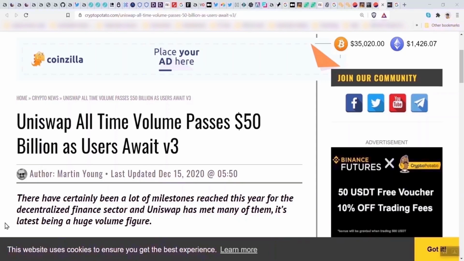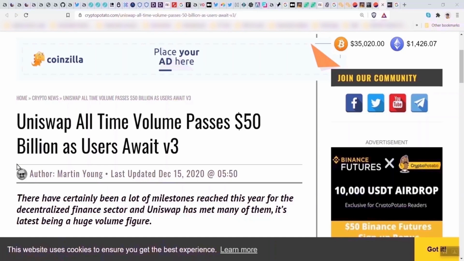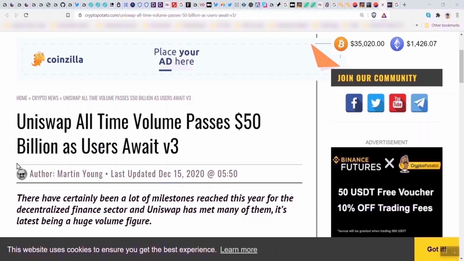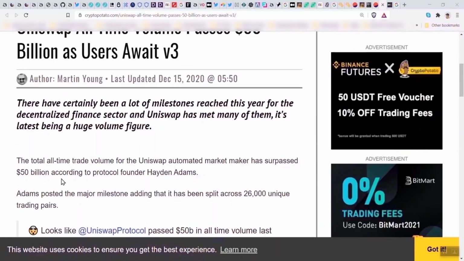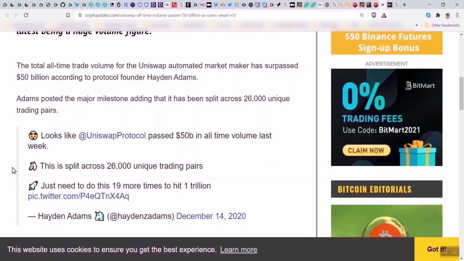So moving on to some related Uniswap news, there is a lot of excitement in regards to this upcoming V3. So this article from Crypto Potato gives you some insight into that. It also discusses the huge amounts of volume passing through the protocol, just a few key aspects of this, some fascinating insight from the protocol founder, Hayden Adams.